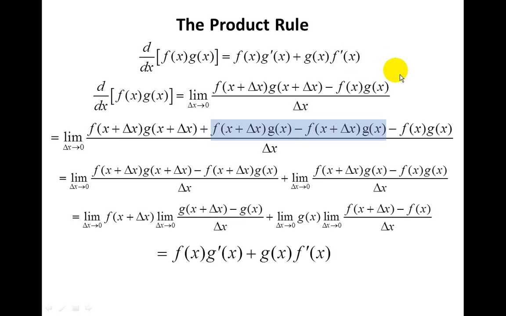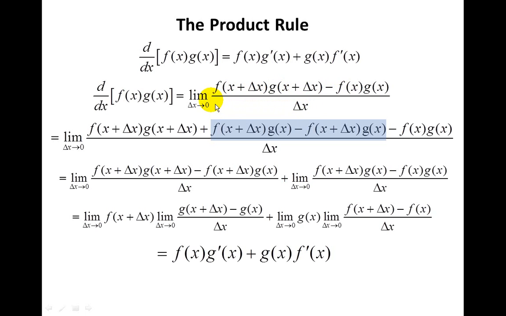We start this proof by going back to the definition of a derivative, which is the limit of the difference quotient. So notice all I did was take this product, which is a function of f and g, and plug it into the difference quotient. So I've got f of x plus delta x times g of x plus delta x, and then minus f of x g of x, all over delta x, the limit as delta x goes to 0. So this is a straightforward plugging into the difference quotient.